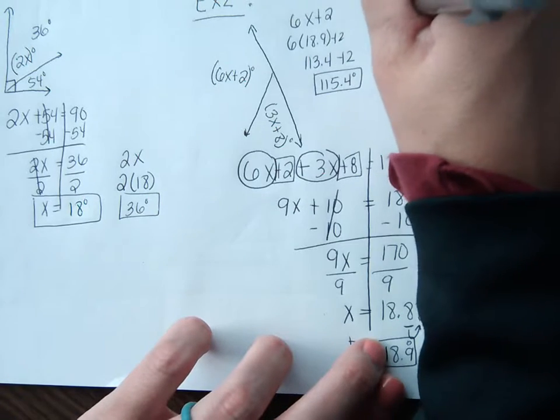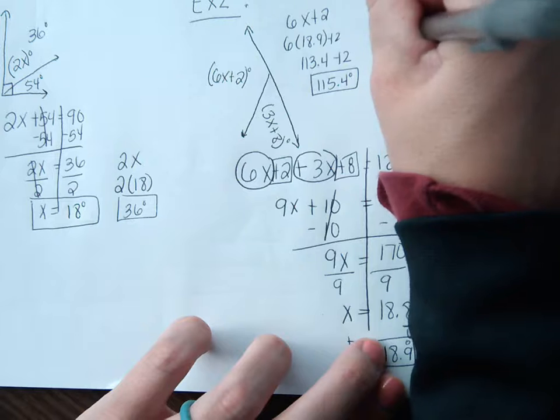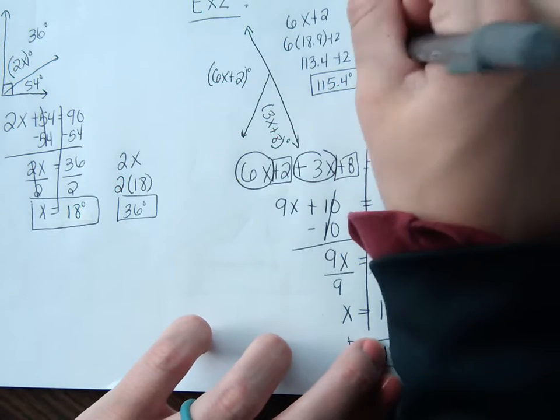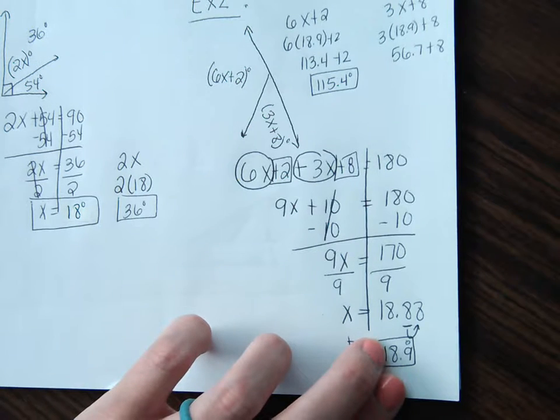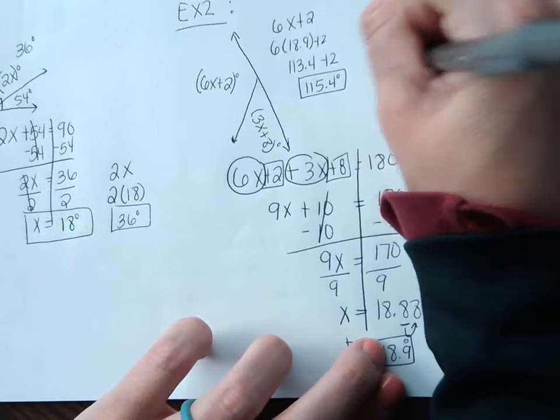The next angle is 3x plus 8. 3 times 18.9 plus 8. That gives me 56.7 plus 8. And I get 64.7 degrees.